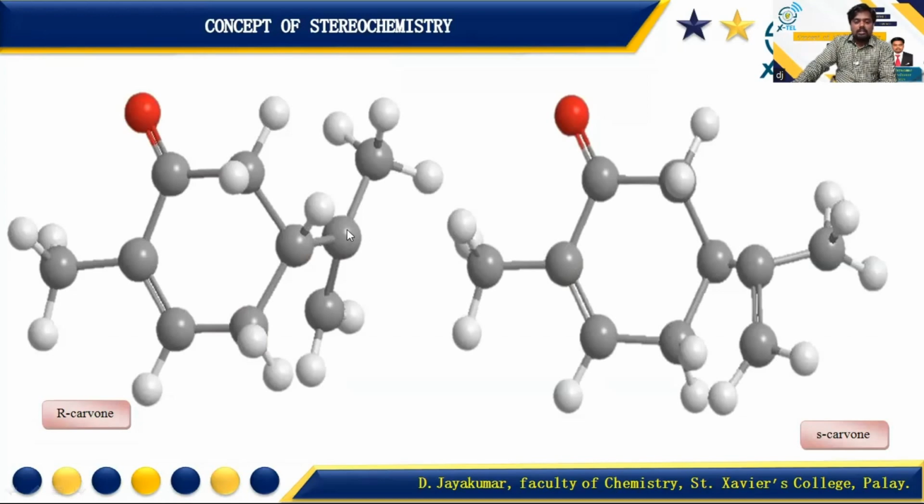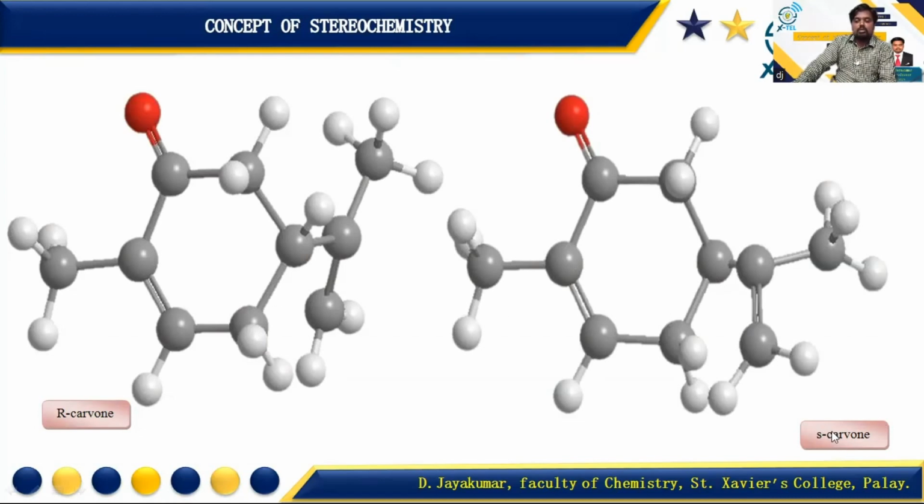However, this group, the methyl group, and actually it is a C=C double bond, this olefinic group, are away. Did you see that? Away. While here it is pointing towards us. So this is how the two molecules differ from each other.